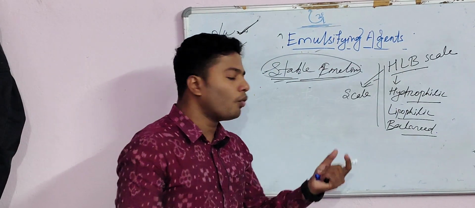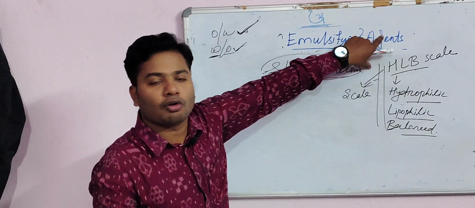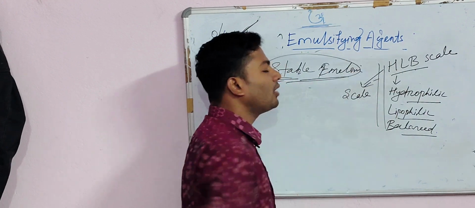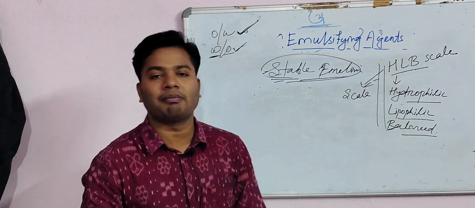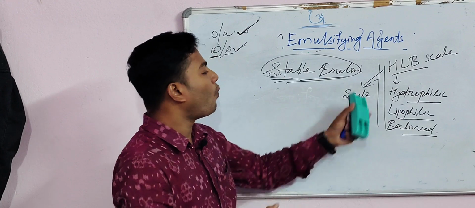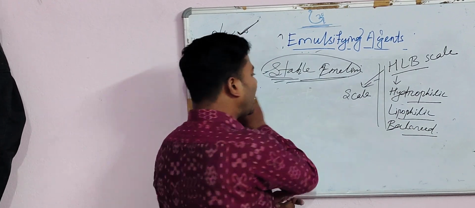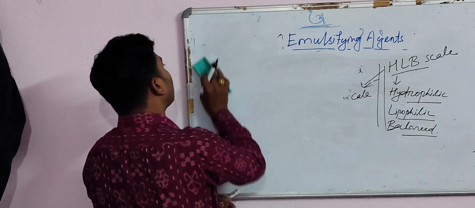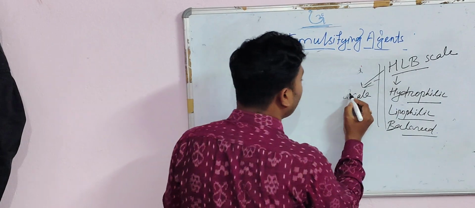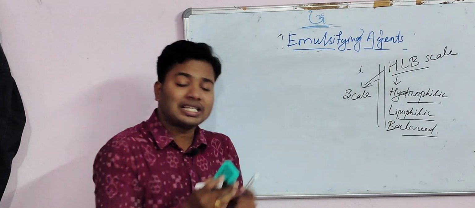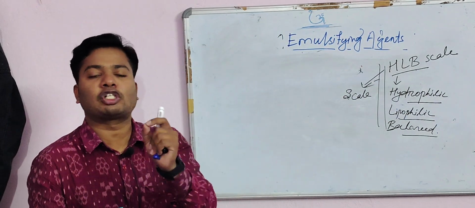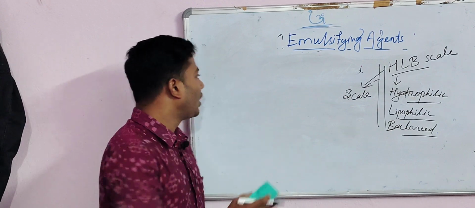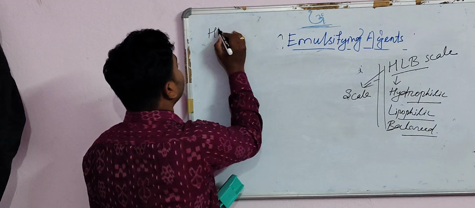So now let's see what you mean by HLB scale. All of you know HLB means hydrophilic lipophilic balance. But actually, what is the HLB scale? Let's see the diagram so that you can easily understand how to use the HLB scale to choose the particular type of emulsifying agent for the preparation of stable emulsion. Clear? So let's see the HLB scale.